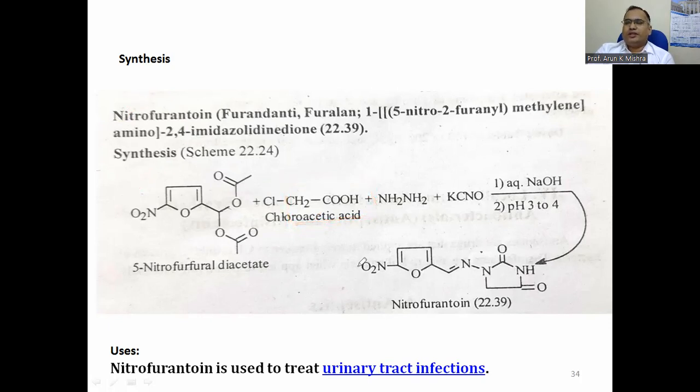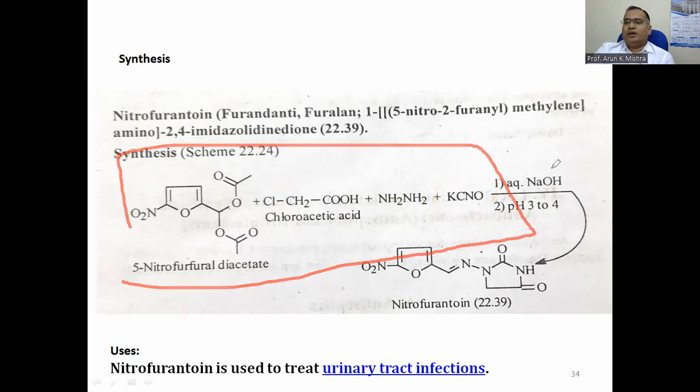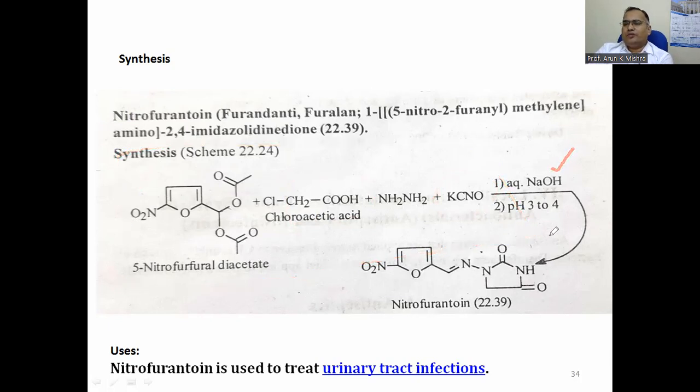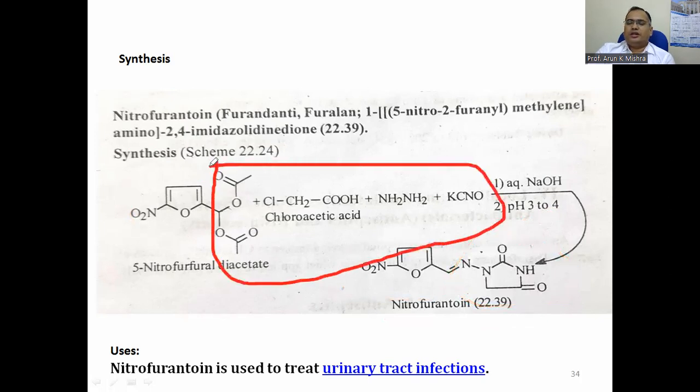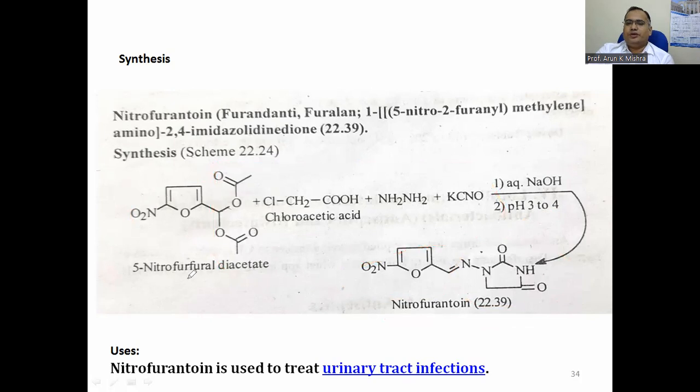And the third important reagent is hydrazine, NH2NH2, and potassium cyanate, KCNO. So all these are reacted in the presence of aqueous NaOH, and afterward the pH is maintained at 3 to 4, which directly results in the synthesis of nitrofurantoin. The structural unit starting from this ring to this ring is the same, as can be seen. The additional part is the result of the reaction between 5-nitrofurfural diacetate, chloroacetic acid, hydrazine and potassium cyanate. So this was all about the synthesis of nitrofurantoin.